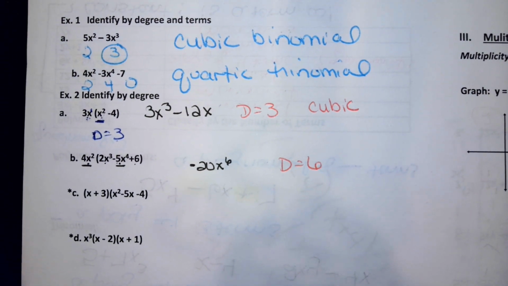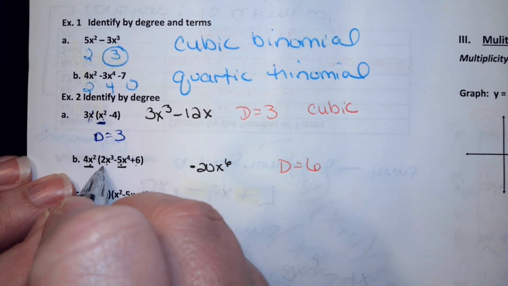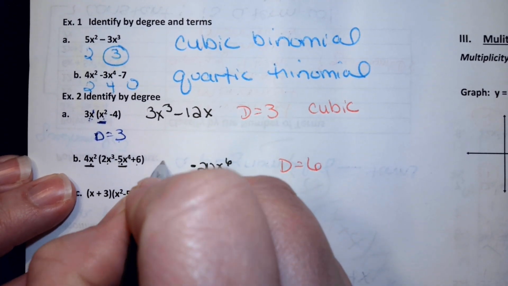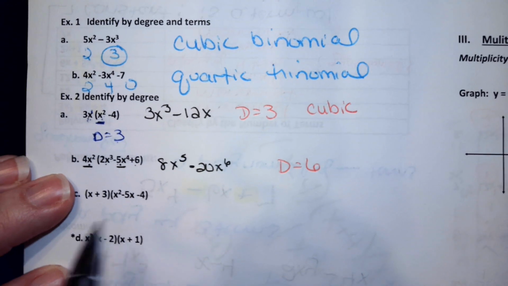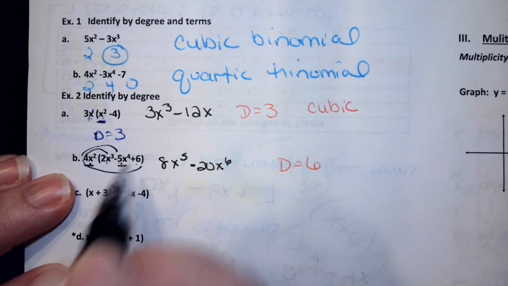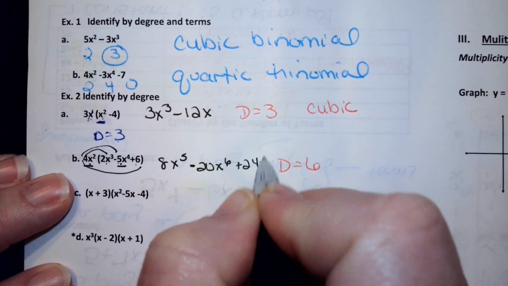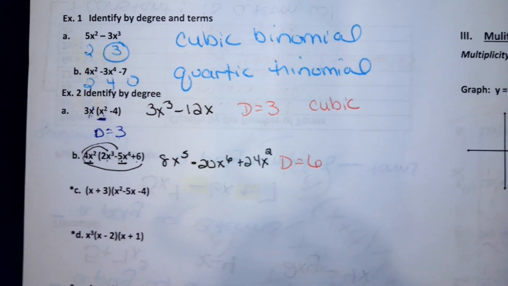Now, could you come in here and multiply all the way out? Of course you can. You could come right here and say 4x squared times 2x cubed, and you would get 8x to the 5th. We've already multiplied this one. So then we just come right here and say 4x squared times 6, and we'd get our 24x to the 2nd.